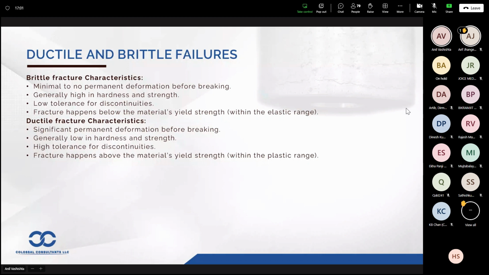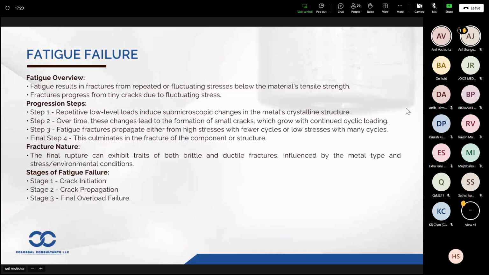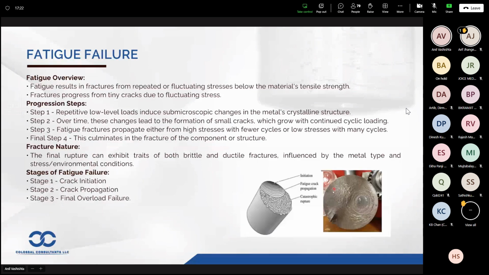The fractured component can exhibit both brittle and ductile nature. And the stages of fatigue failure are crack initiation, and then the crack propagation, and finally overload failure. So this is a typical representation of a fatigue failure in which you have initiation point, fatigue crack propagation, and finally the failure.